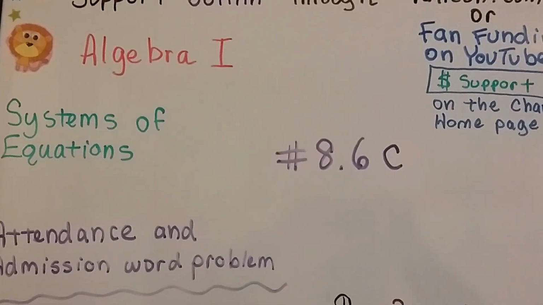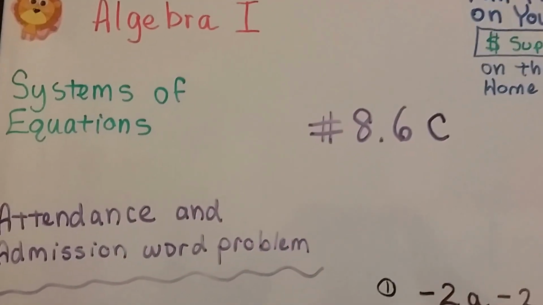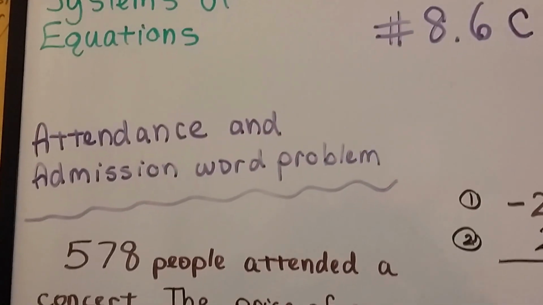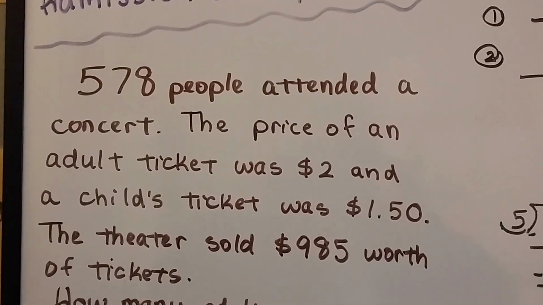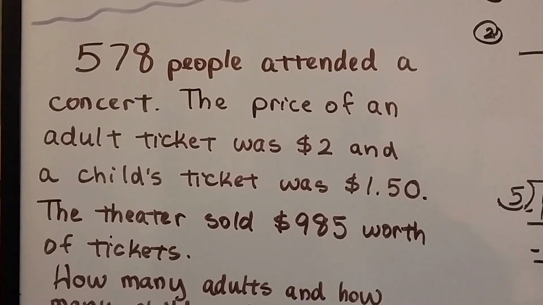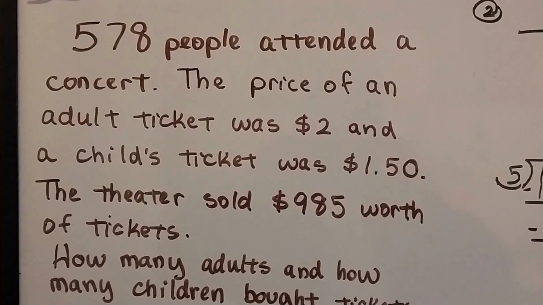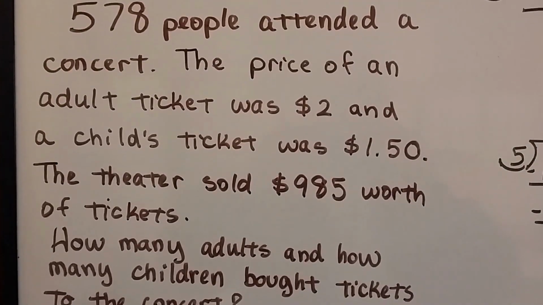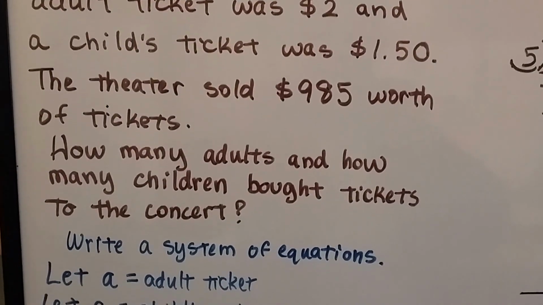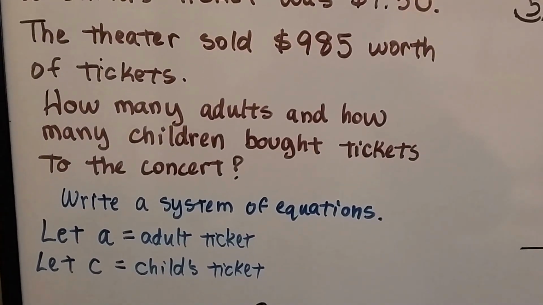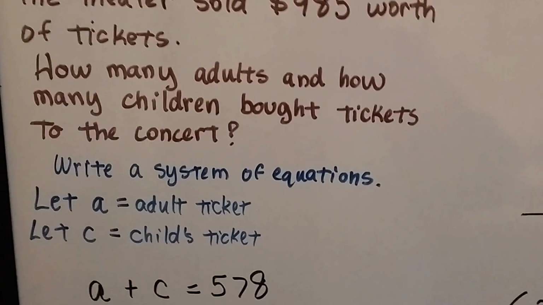Algebra I 8.6c. This is an attendance and admission word problem. We've been doing word problems over the last couple of videos with systems of equations. So 578 people attended a concert, and the price of an adult ticket was $2, and a child's ticket was $1.50. The theater sold $985 worth of tickets. How many adults and how many children bought tickets to the concert?